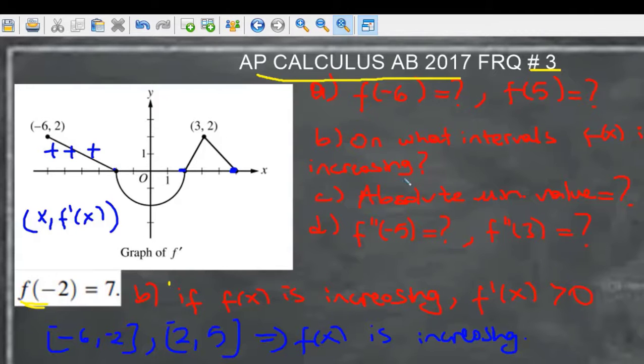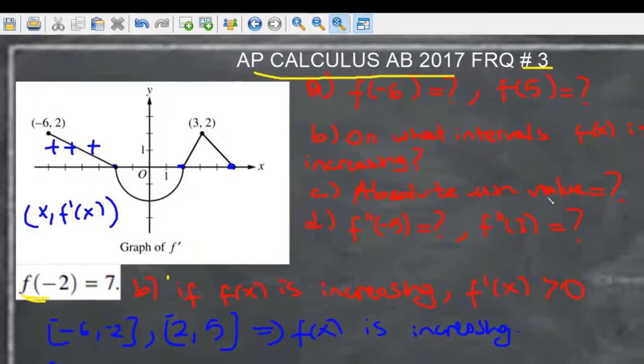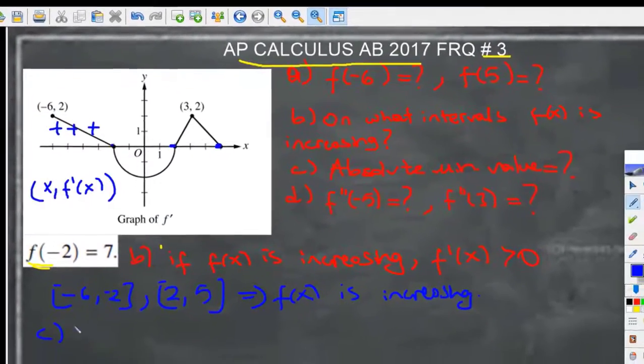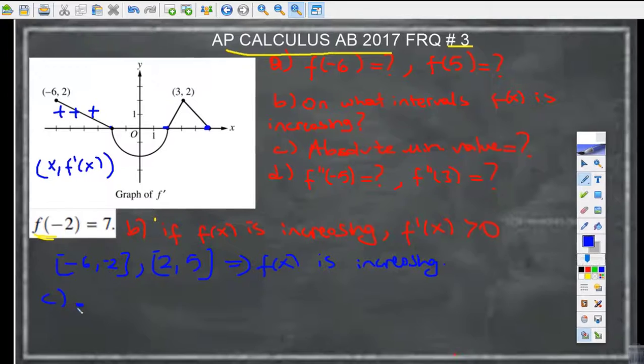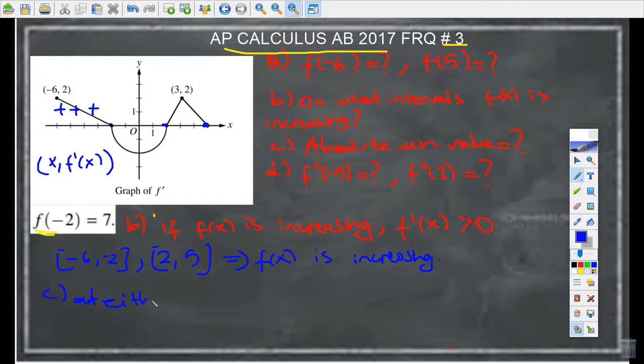Alright, let's move on to part C. In part C, we're being asked to figure out the absolute minimum value. So we know that absolute minimum value can occur at either critical points or endpoints. So we know my endpoints, negative 6 until 5, okay?